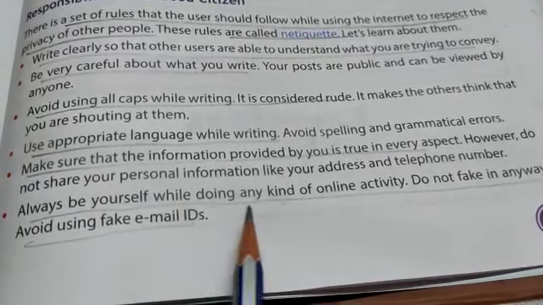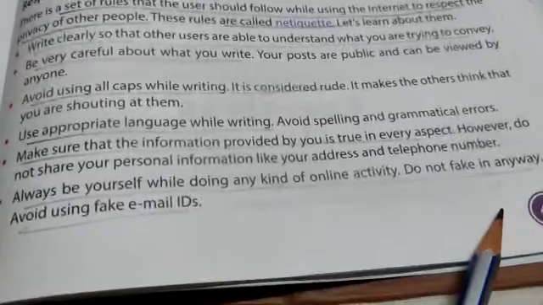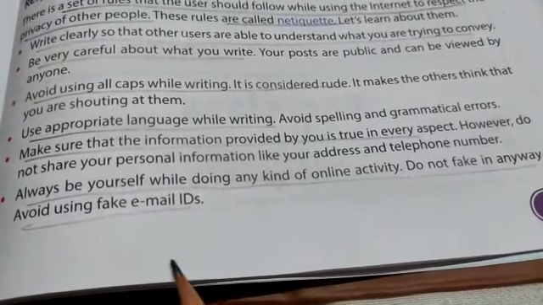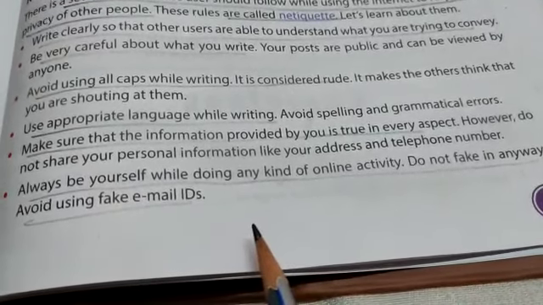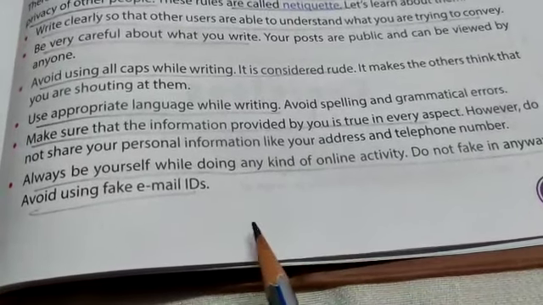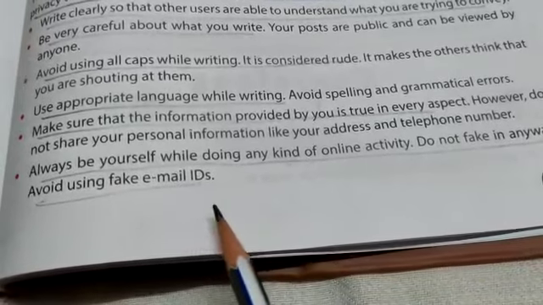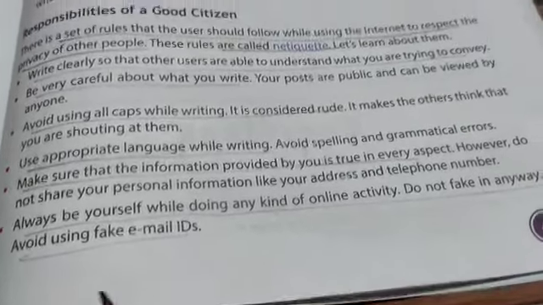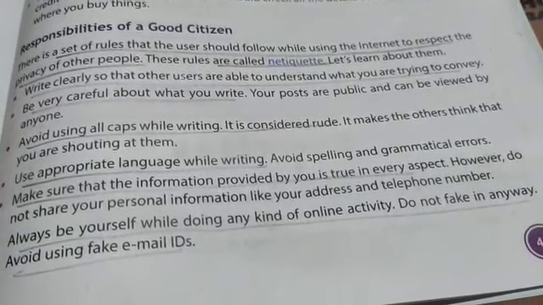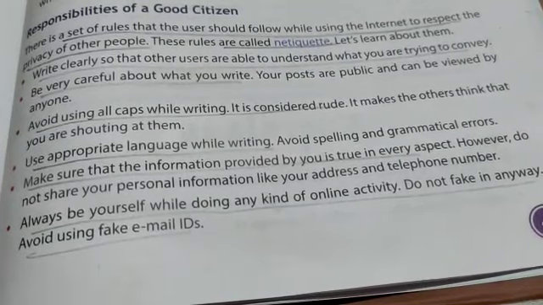Always be yourself while doing any kind of online activity. Do not fake in any way. Avoid using fake email IDs. So children, you should not do any kind of activity which is fake. You should be yourself, be truthful, and you should never use fake email IDs. So these were some of the rules which are to be followed as we are good citizens. These were the responsibilities of a good citizen.